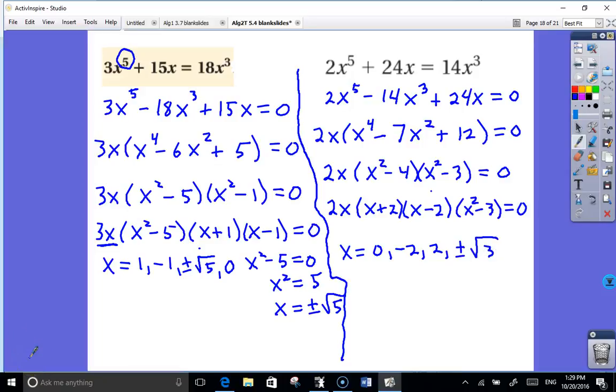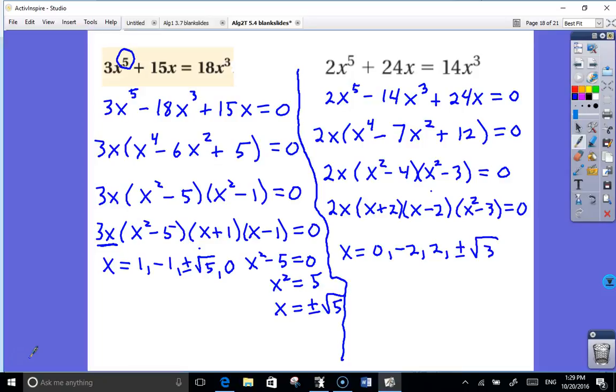Okay, so again, get everything on one side set equal to 0, because when you're doing zero product property, it depends on that. And take out the greatest common factor. Now, you could have divided out the 2, right? But you can't divide out the x. The x is actually a source of one of our zeros. So, you can divide out a constant.